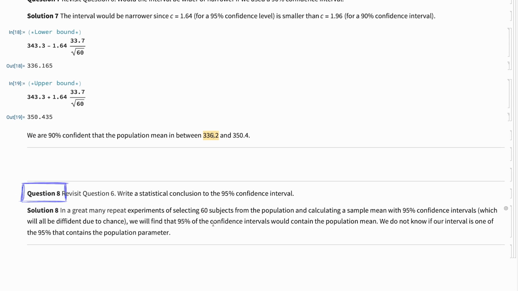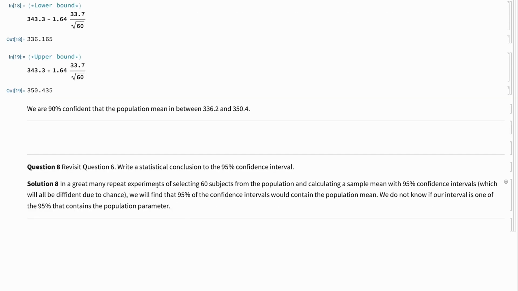Question number 8. Revisit question number 6 again. Write a statistical conclusion to the 95% confidence interval. So before I asked you for an interpretive result, now I want you to be more precise. What does it mean statistically to say a 95% confidence interval? And so let's read my solution here.